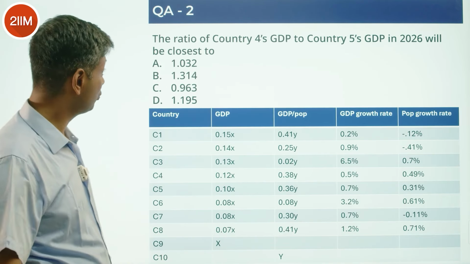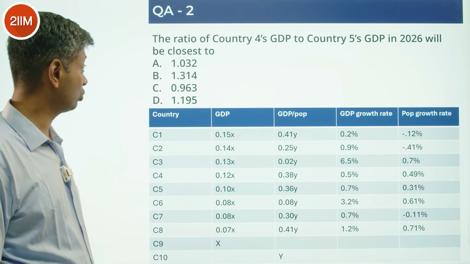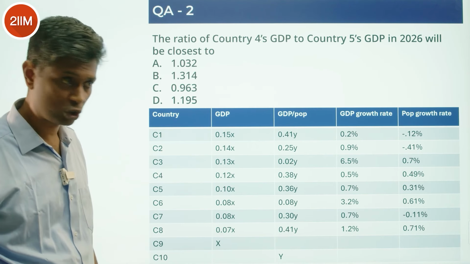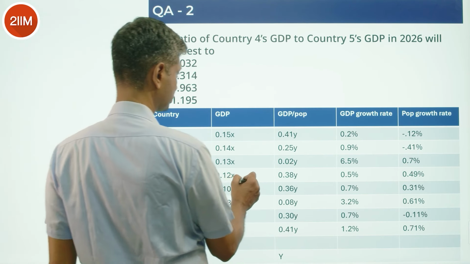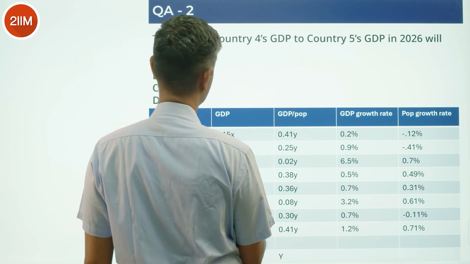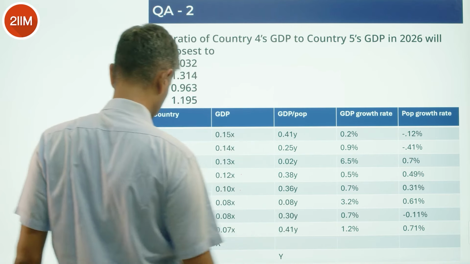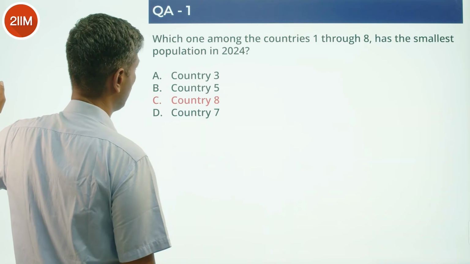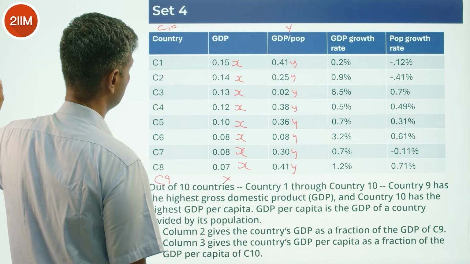The ratio of country 4's GDP to country 5's GDP in 2026 will be closest to country 4, country 5. Right, so all these numbers are through which year? Let me just check that.